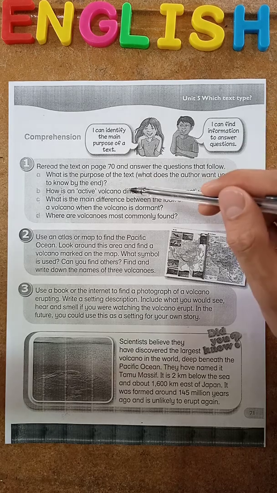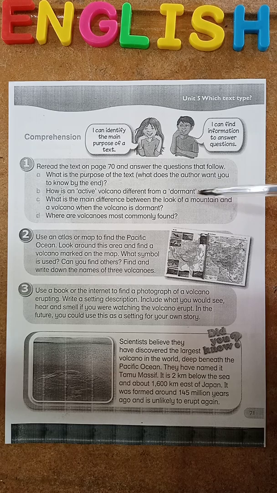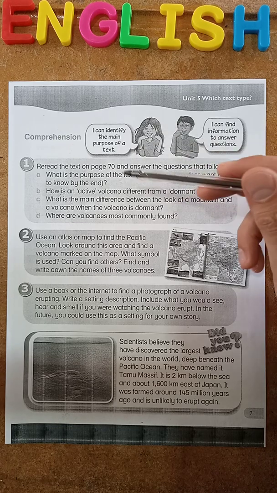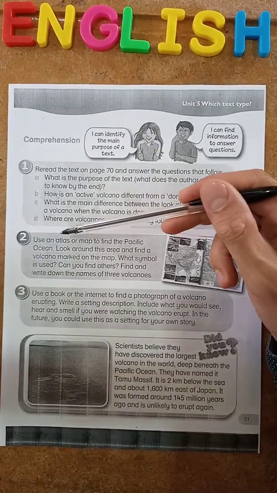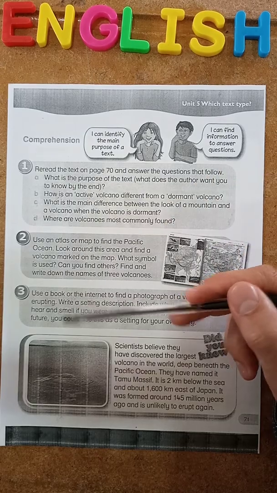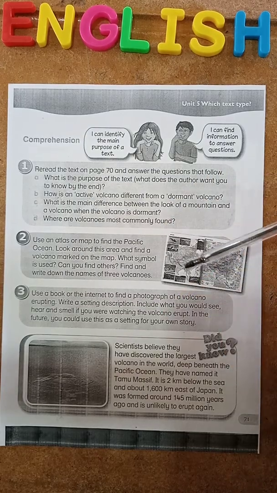C, what is the main difference between the look of a mountain and a volcano when the volcano is dormant? So what's the main thing that looks different about a mountain and a volcano when it is dormant? And then D, where are volcanoes most commonly found? Question 2 and 3 are going to need you to use a bit of initiative.